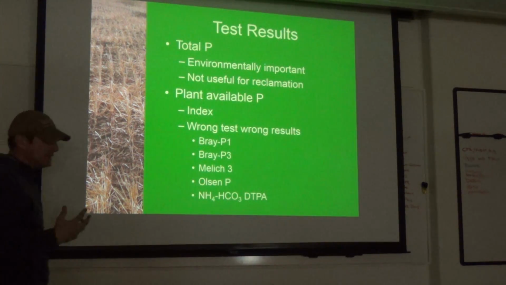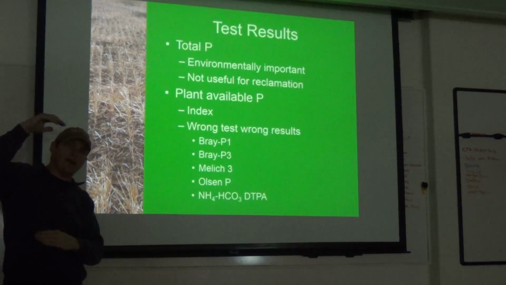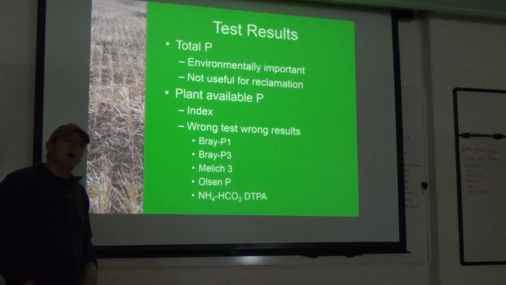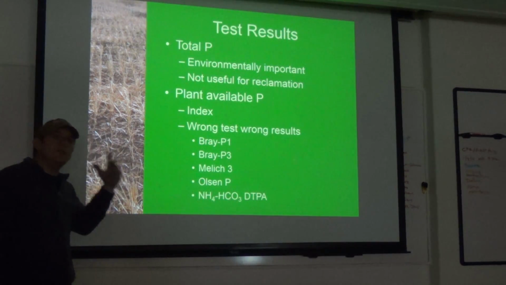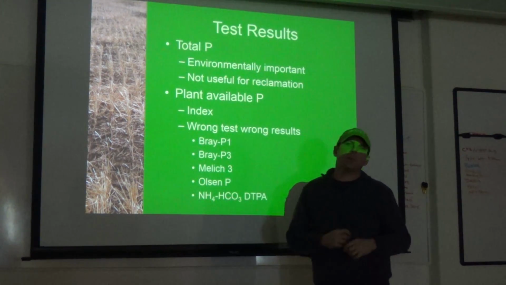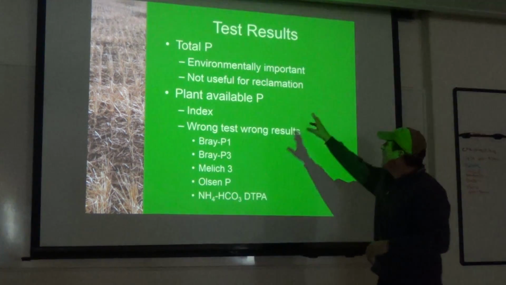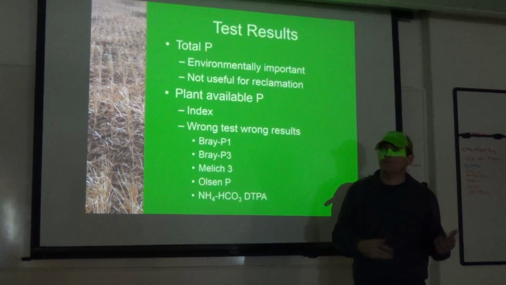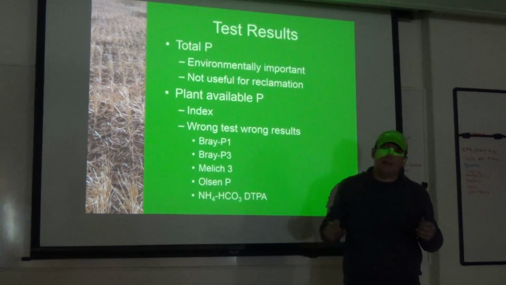Test results. We concentrate on phosphorus on two different tests. One is total P, which is that whole graph. And then the other one is plant available P, which was that small little stuff at the very top. Total P we use mainly for environmental reasons. This tells us what impact phosphorus possibly has. Will it run off into streams and cause problems there? It's not so useful in reclamation for telling us whether the plant's going to be satisfied or not satisfied. That's why we have to use a plant available P test.